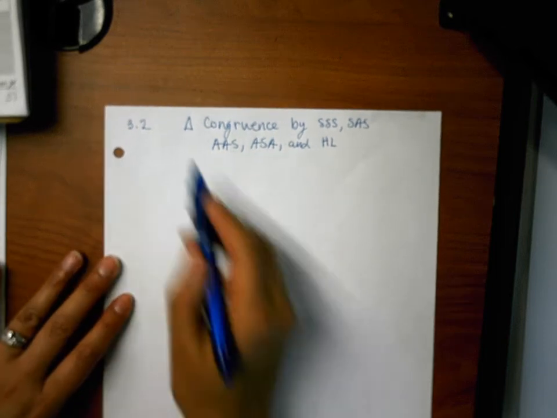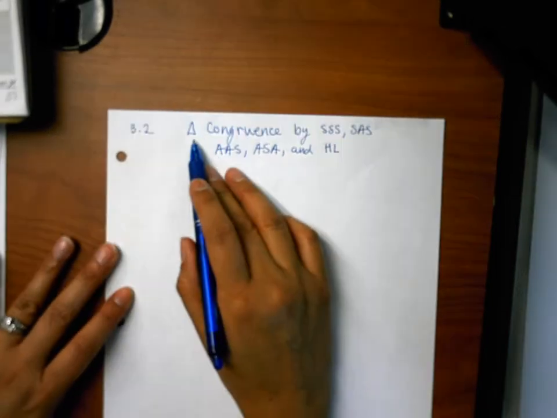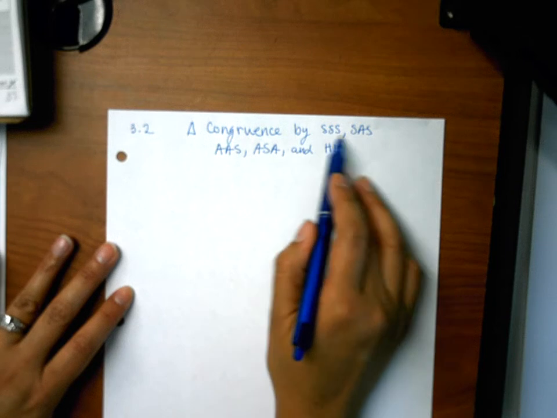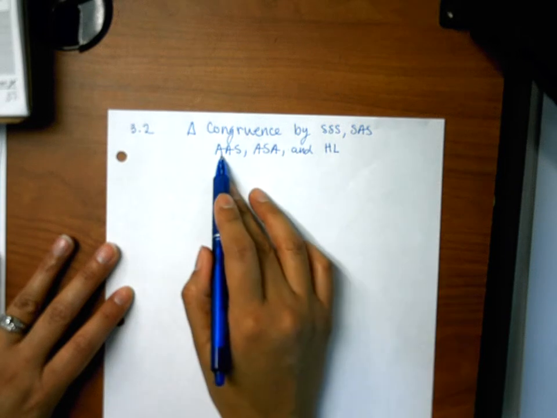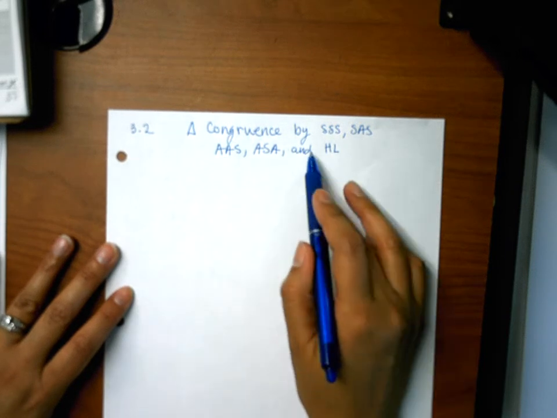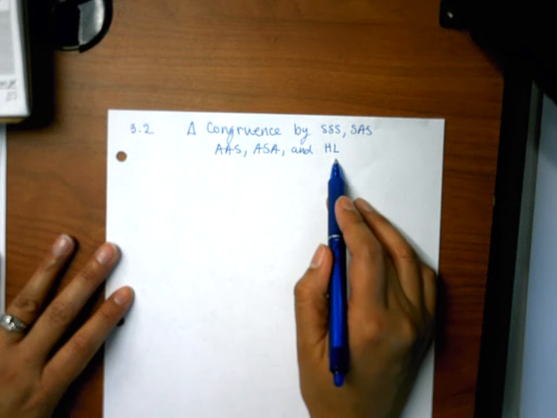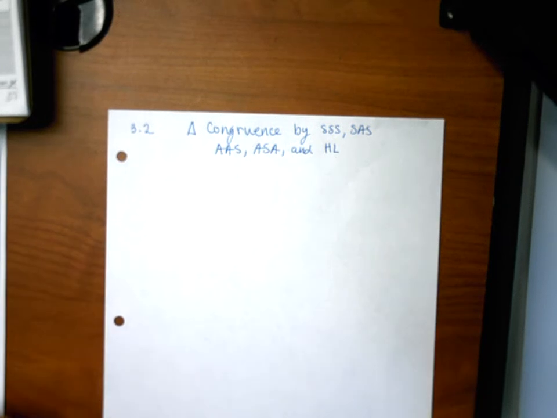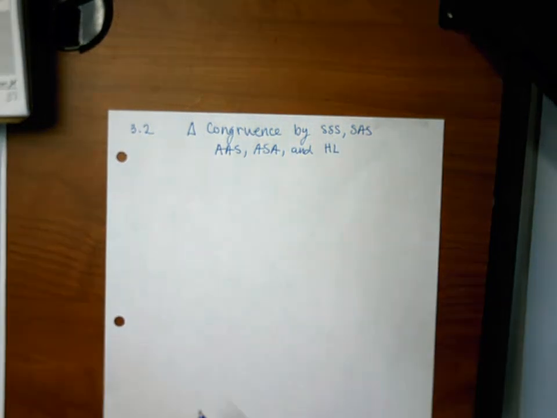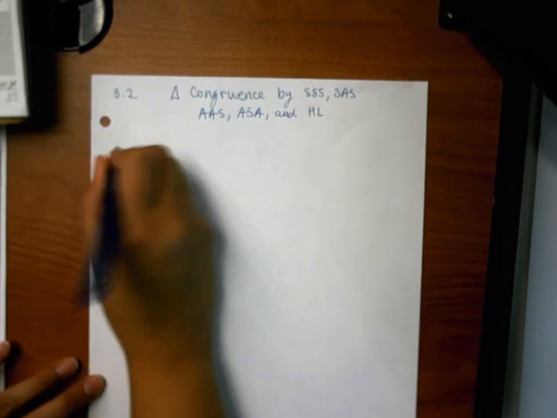Okay, Math 2, Unit 3, Lesson 2: triangle congruence by side, side, side, side, angle, angle, side, angle, and... Does anyone know what HL stands for? A guess? Hypotenuse leg is correct. Good job. Okay, so we're going to write out what each one means.